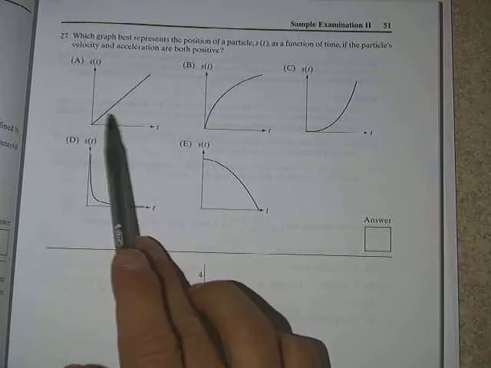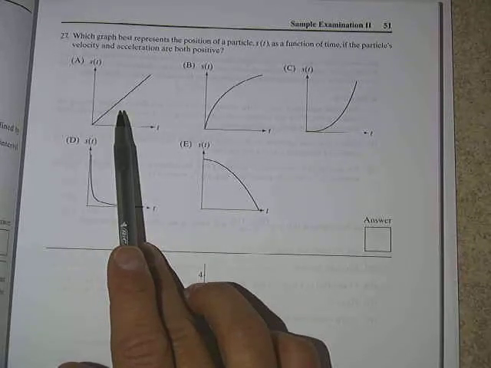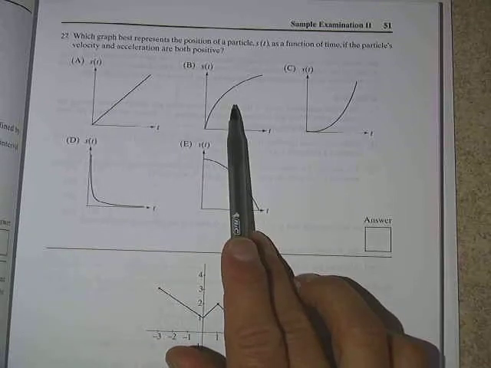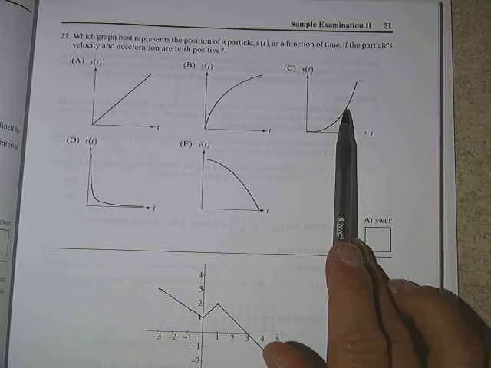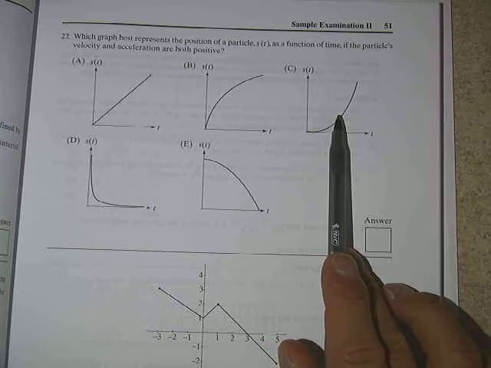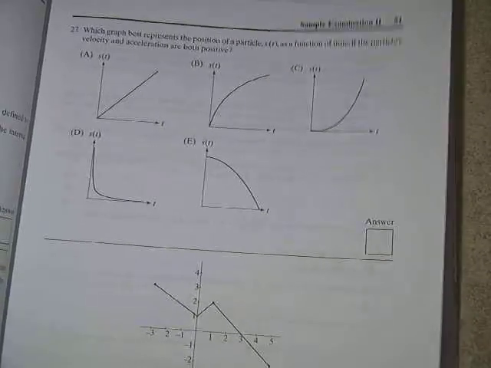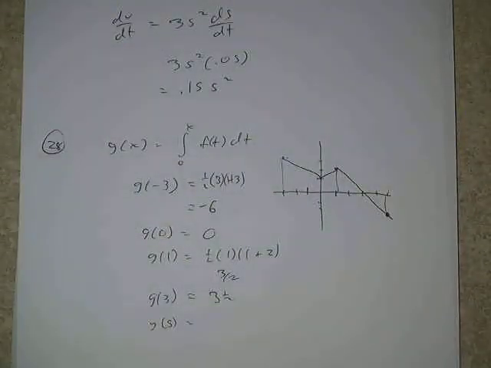And what do we know about acceleration? Acceleration is the second derivative, and if we want the acceleration to be positive, it needs to be concave up. So concave up. No, not concave up. Concave up. Nope. Concave up. So this one, since it's increasing and concave up, both the first and second derivatives will be positive. So that's why it's C.